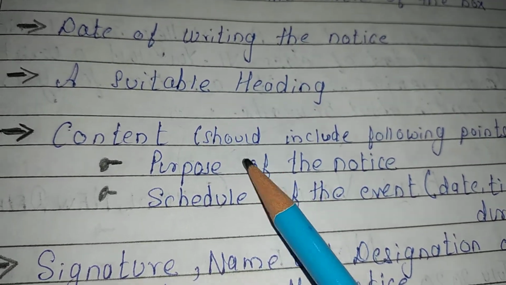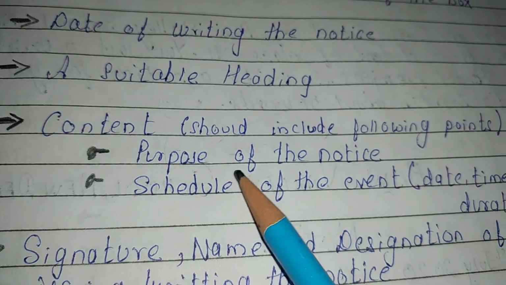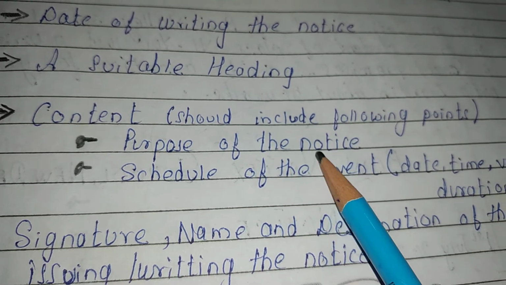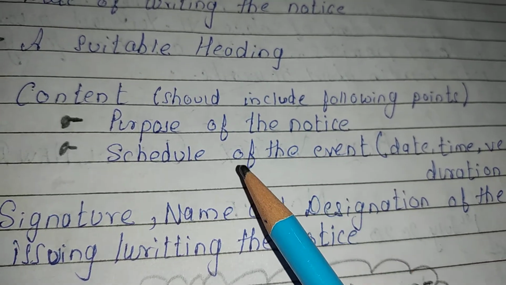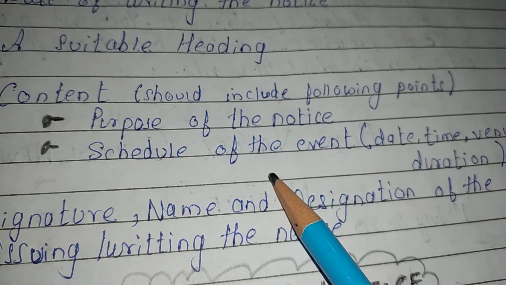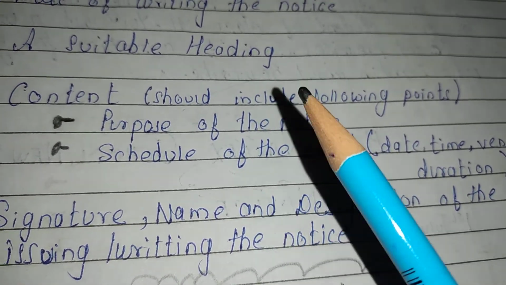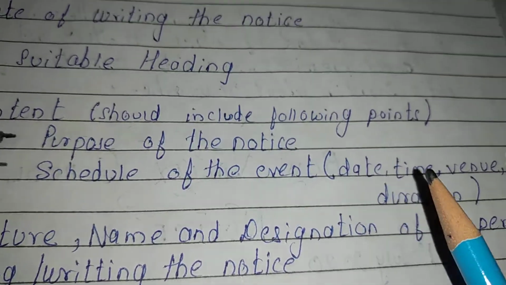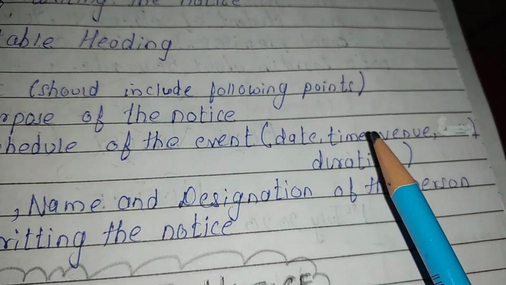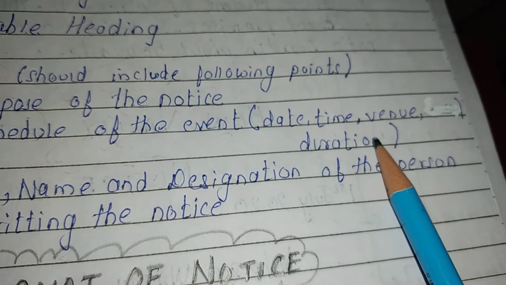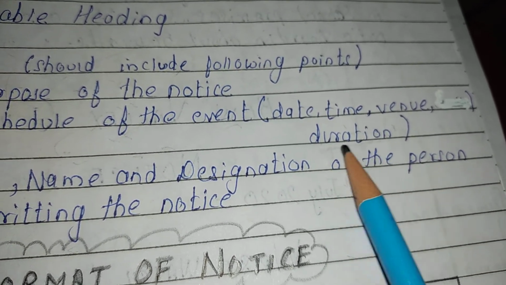Now the content should include these points. First point is the purpose of the notice, कि हम notice क्यों लिख रहे हैं, किस वजह से लिख रहे हैं. Second, the schedule of the event, मतलब कोई function अगर होना है या poem recitation होनी है आपके school में, तो वो किस दिन होनी है, what is the date, कितने बजे होगी, कहाँ पे होगी, hall में होनी है, किसी classroom में होनी है, staff room में होना है. And duration, मतलब कितने time के लिए होगी.